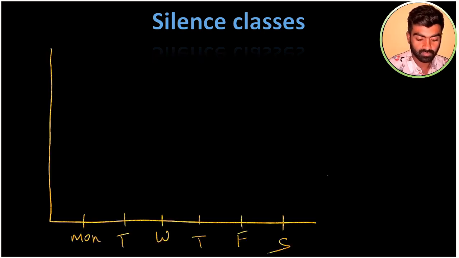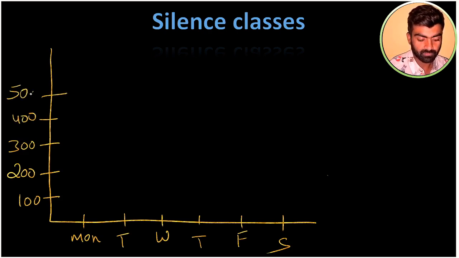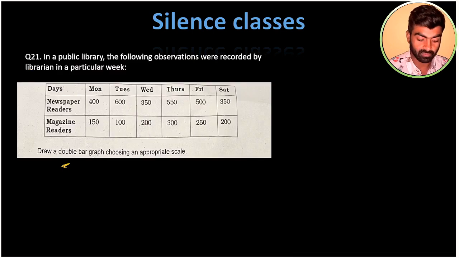So I can make a diagram of 100, 200, 300, 400, 500, 600. Like this, and in between 100 and 200, 150 is there. Over here 250, 350, 450, 550, and 600, like this. Now let's draw the bar graph.